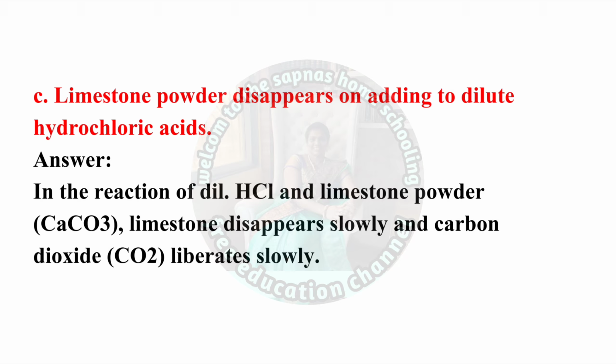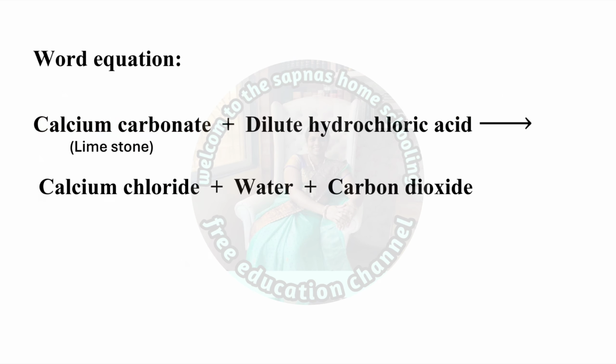Question C. Limestone powder disappeared on adding dilute hydrochloric acid. Answer. In the reaction of HCl and limestone powder, limestone disappears slowly and carbon dioxide liberates slowly. Word equation you have to write in this way.